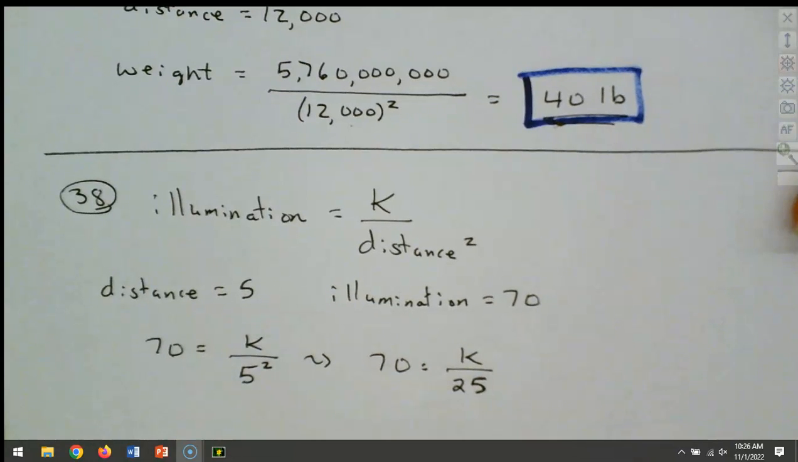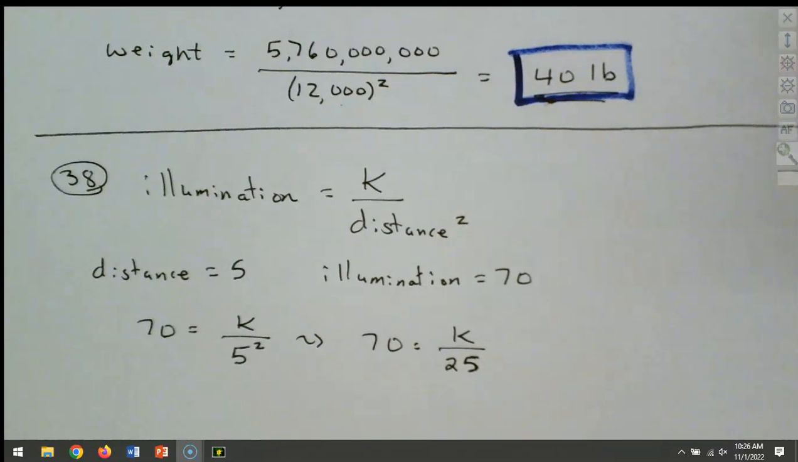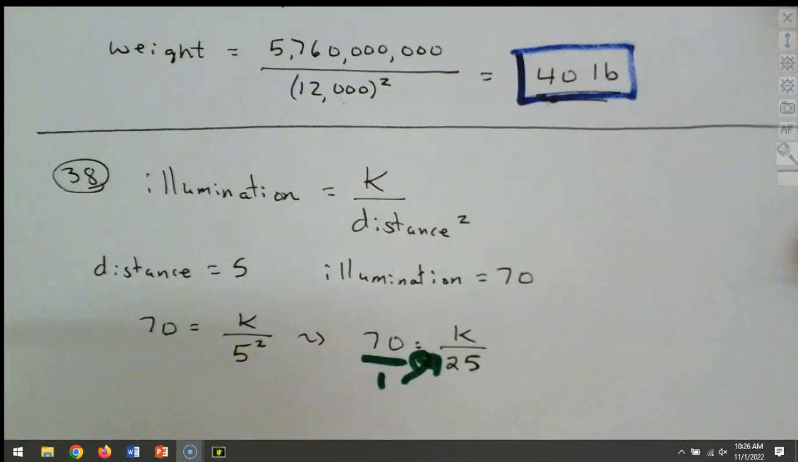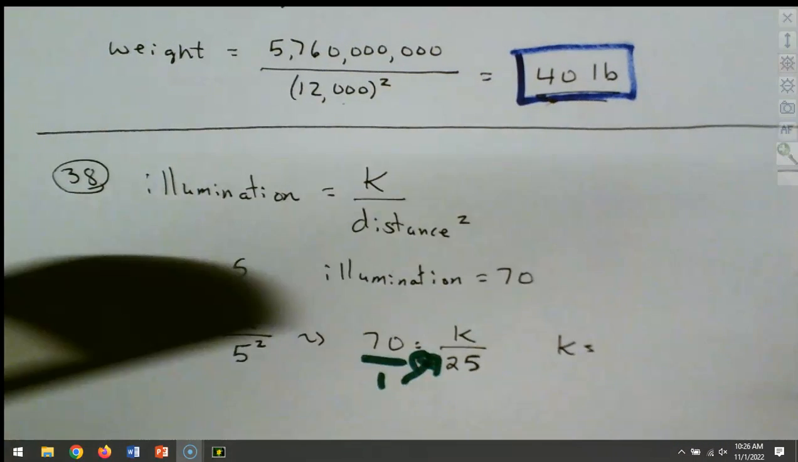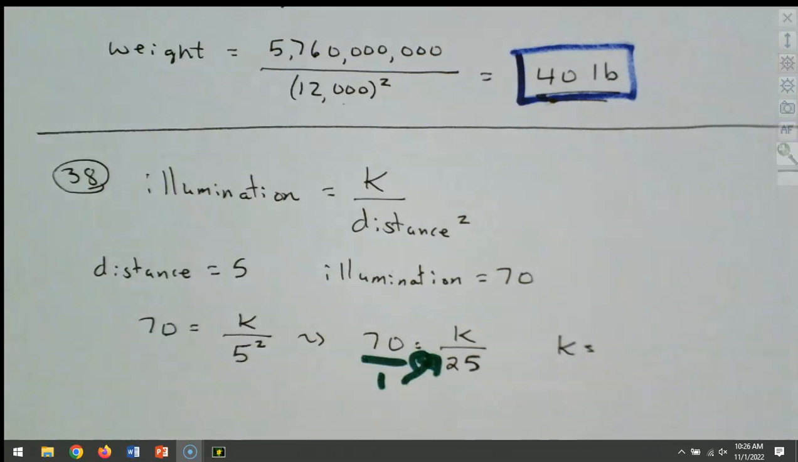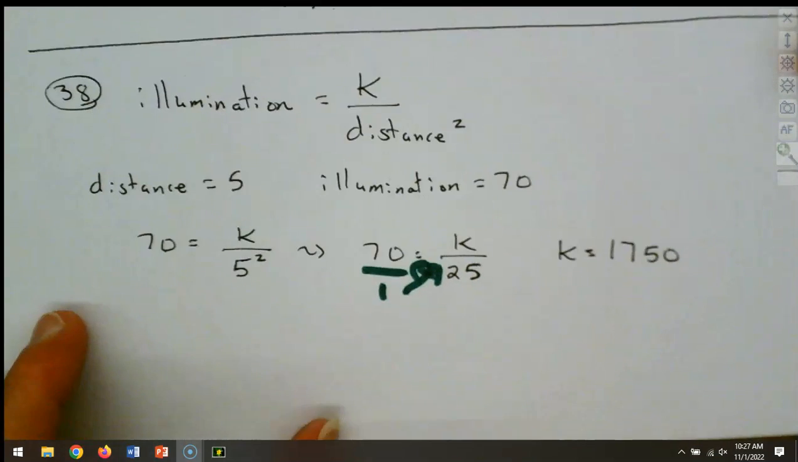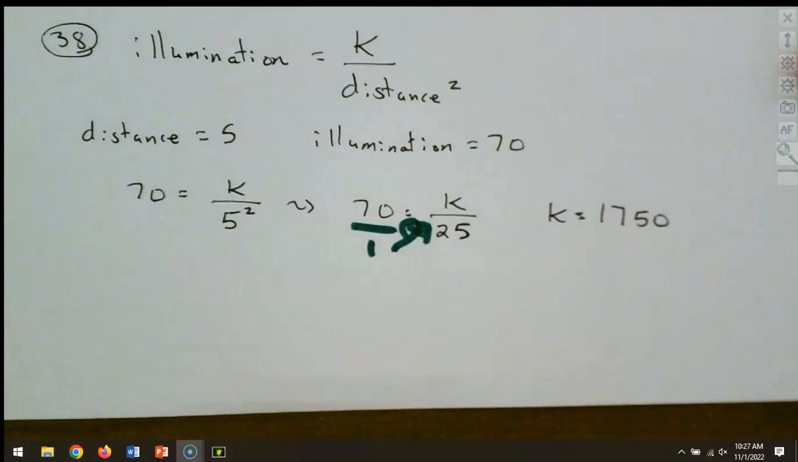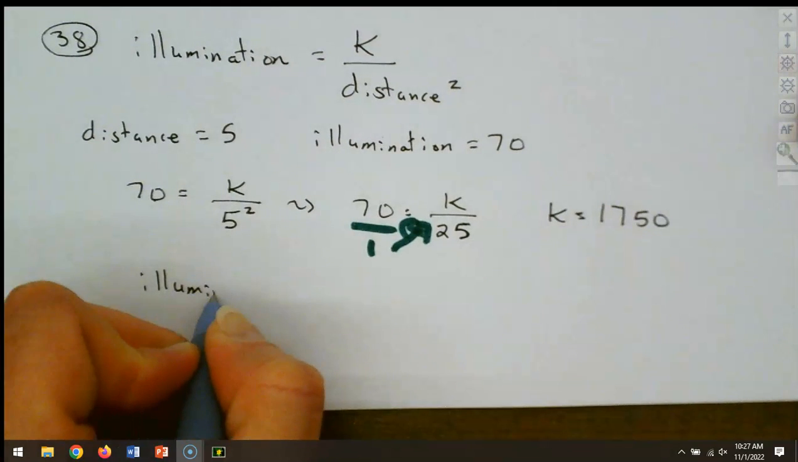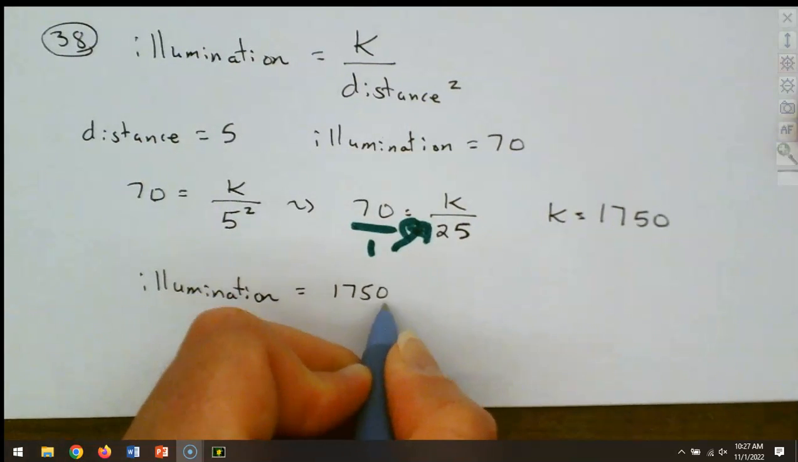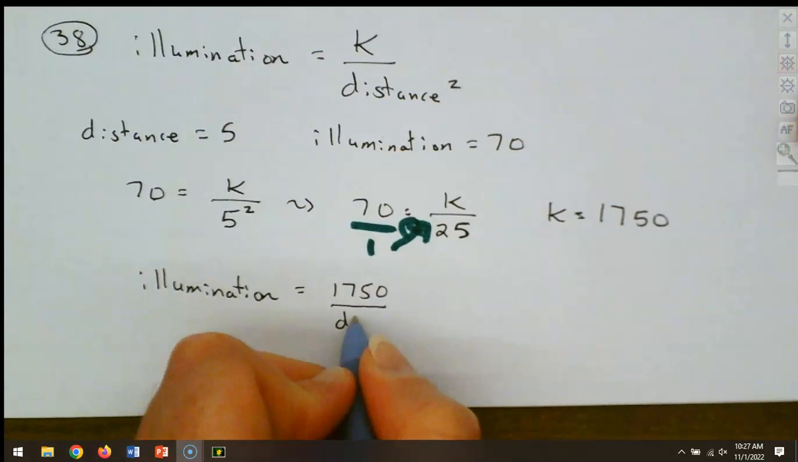Okay, there's our formula. Now, we can finish this very easily by doing what? By just cross multiplying. When we cross multiply, what's our K? When we cross multiply, we have 70 times your 25. So K now comes out to be 1750. Write up our formula, and we're almost done. So 1750 over the distance squared.